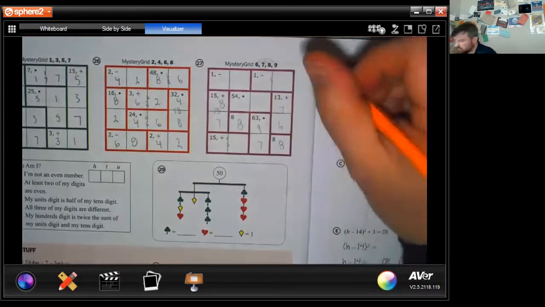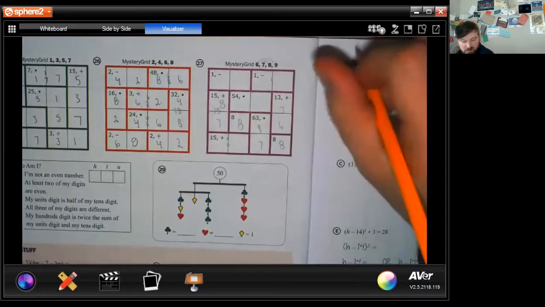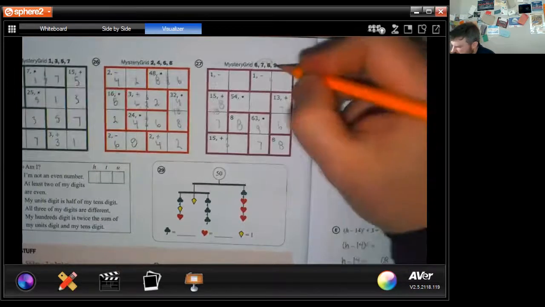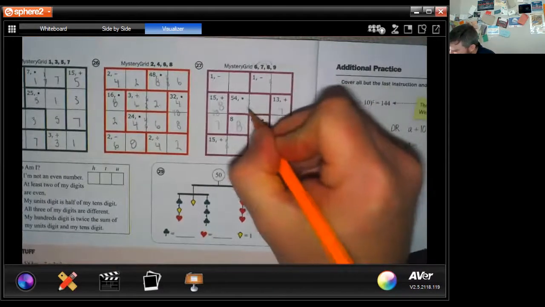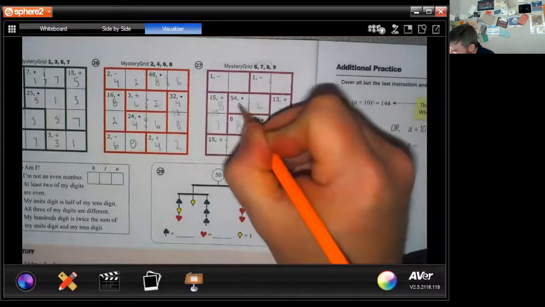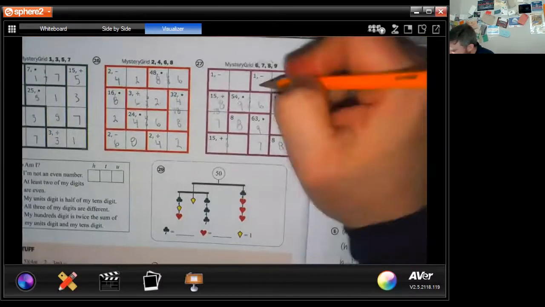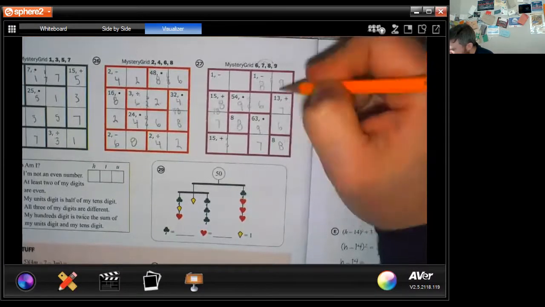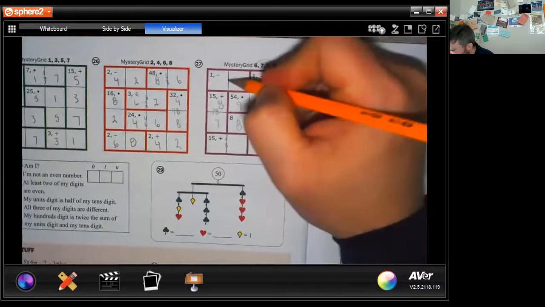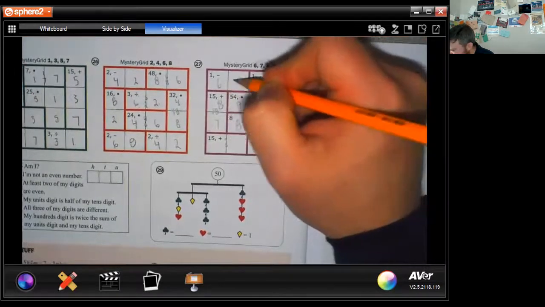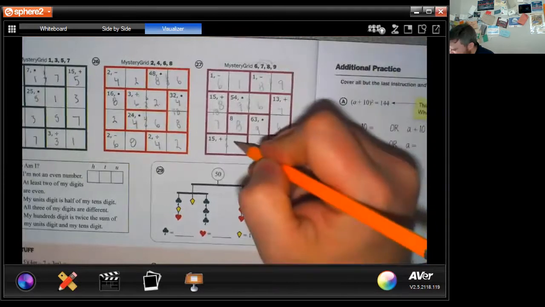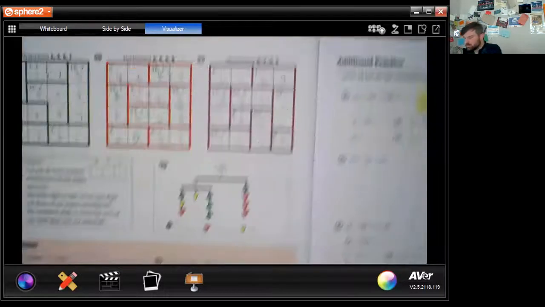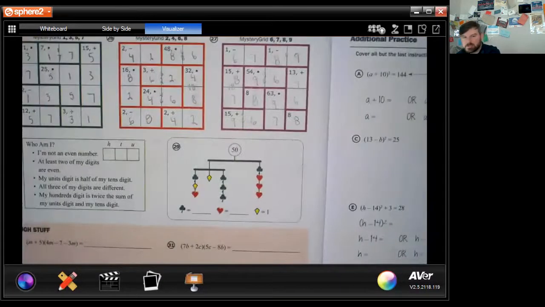9 times 4, no. 54 might be, yeah, 9 times 6. So this is 9. So this is 6, 9. So this is 8. So this is 9. 9, 8. So this has to be a 7, 6. So 6 and 7. 9, 8, 7, 6, and 9. Okay, so this first one kind of worked out for us. Sometimes you get a little bit lucky.